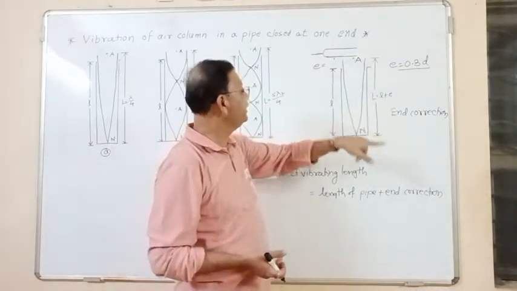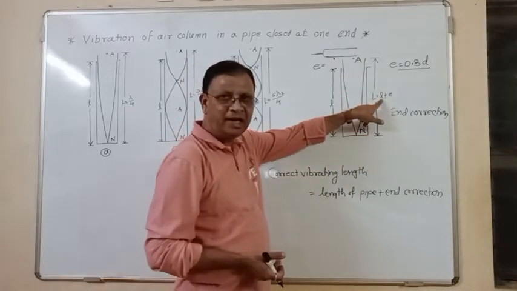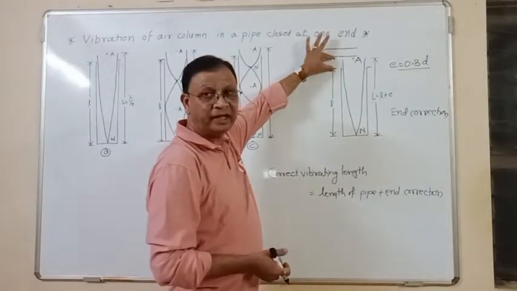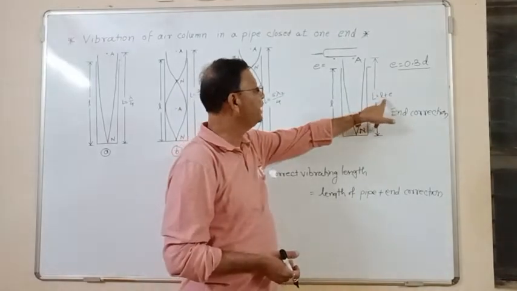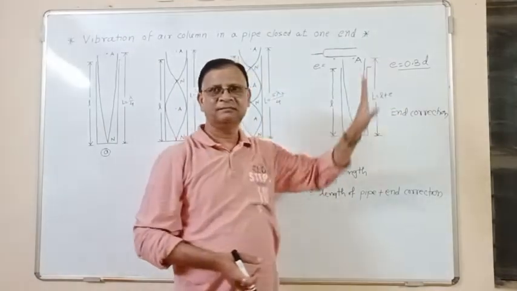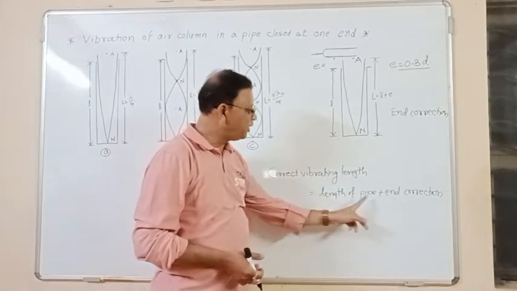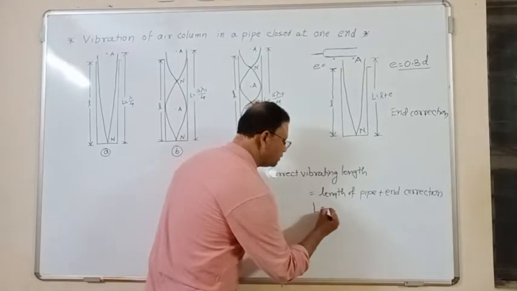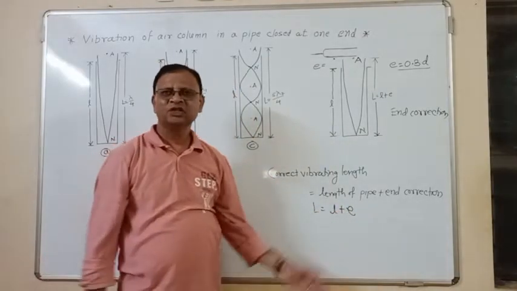And what is the correct vibrating length? Length of the tube, that is small l, plus end correction. So capital L is equal to small l plus e. So the correct vibrating length is equal to length of pipe plus end correction. So this is the end correction.